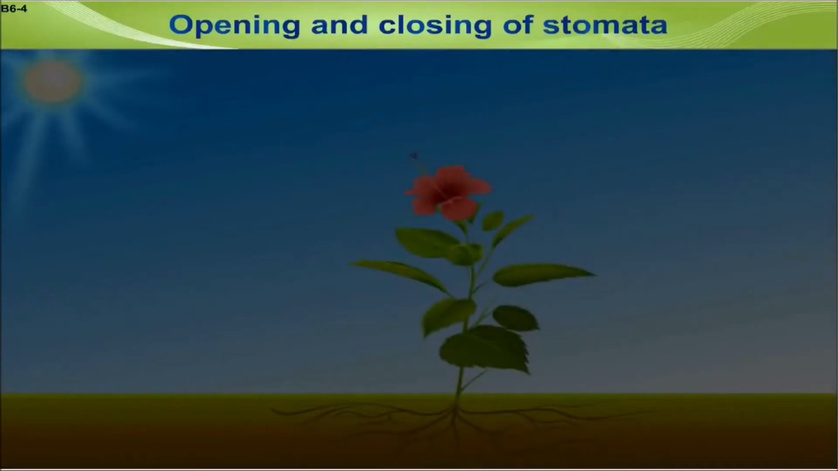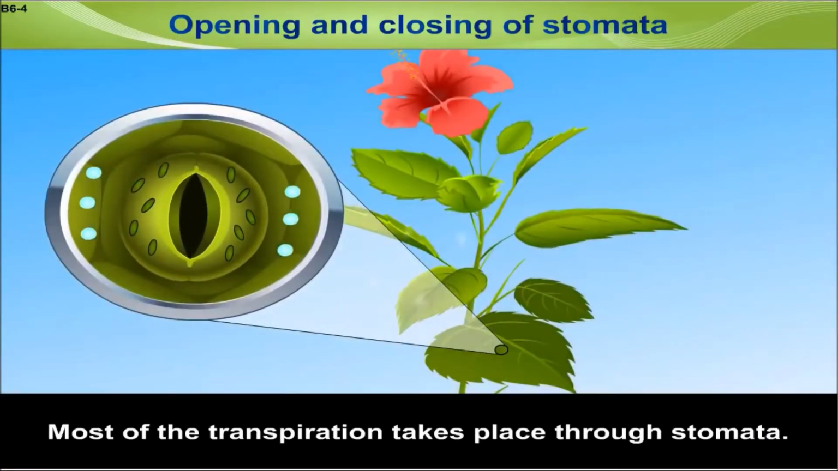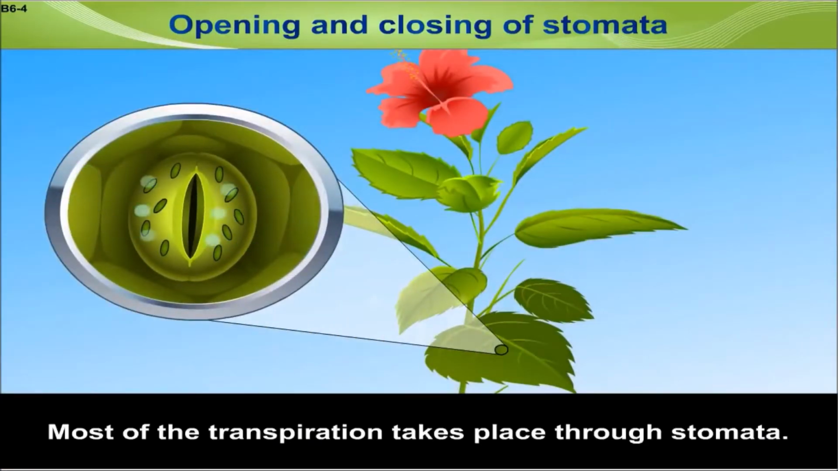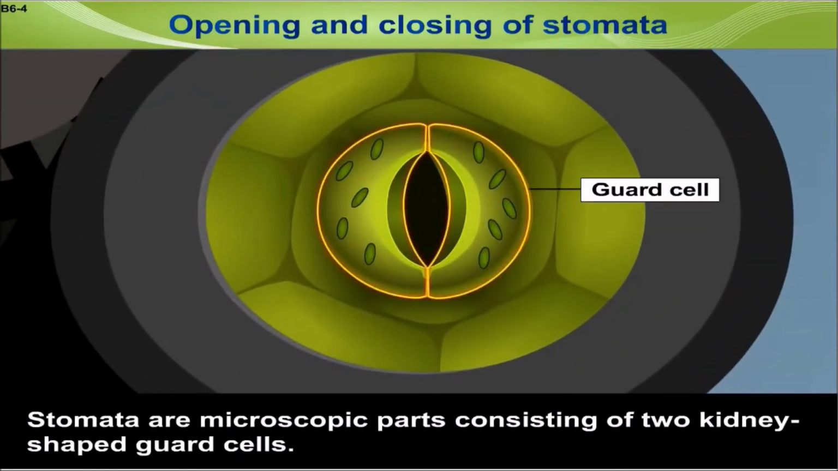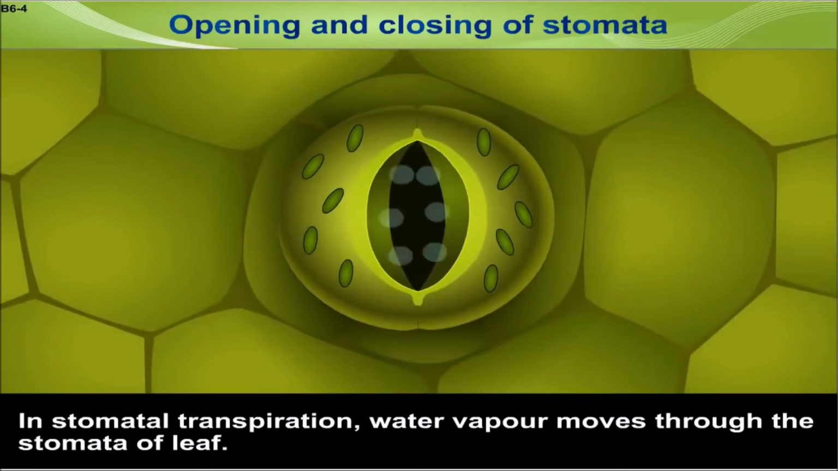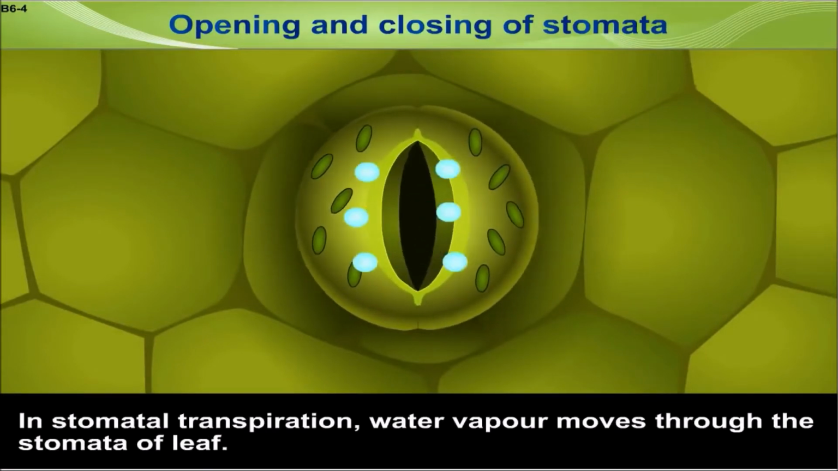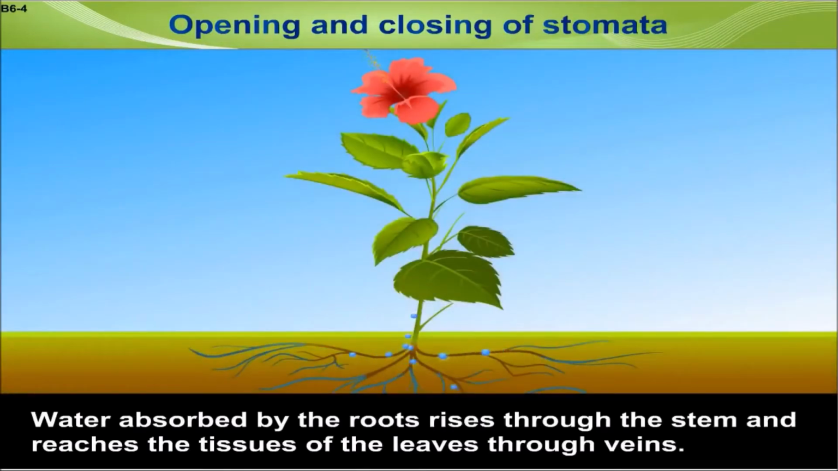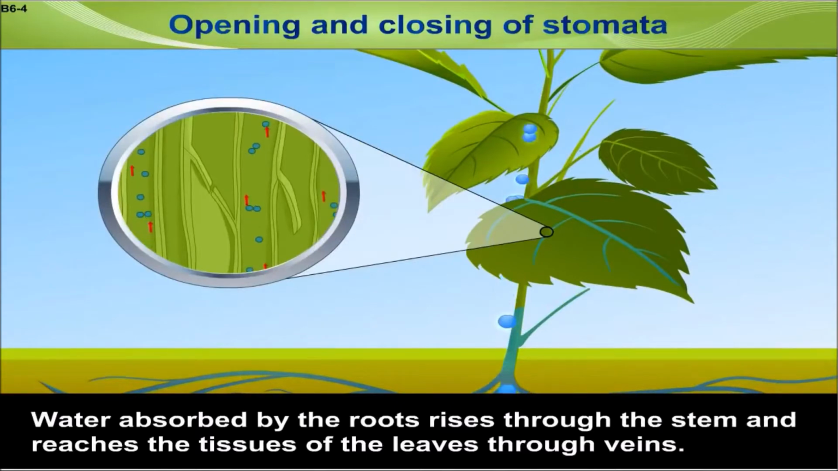Stomatal transpiration. Most of the transpiration takes place through stomata. Stomata are microscopic pores consisting of 2 kidney-shaped guard cells. In stomatal transpiration, water vapor moves through the stomata of the leaf. Water absorbed by the roots rises through the stem and reaches the tissues of the leaves through veins.